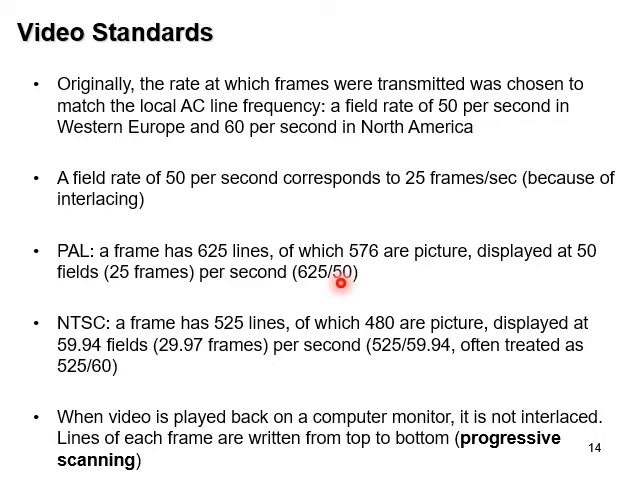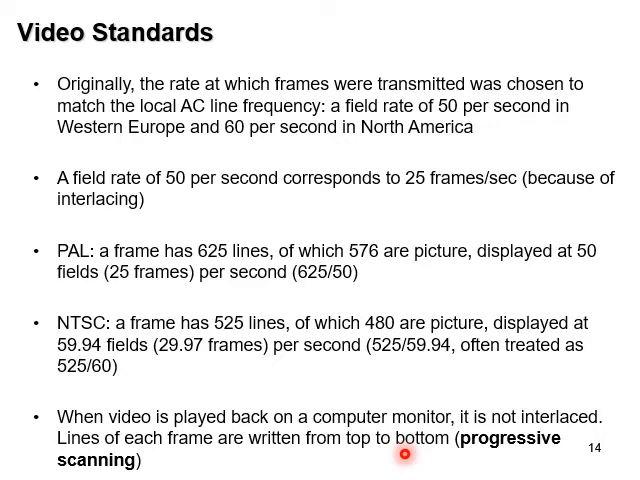But when it comes to having a video that's actually on your computer and you're going to display it on your screen, there is no point of doing the interlacing, because you don't need bandwidth, just like no transmission is going to happen. So in that case, we would have what's called progressive scanning. And progressive scanning is where the lines of each frame are written from top to bottom directly, without doing this odd-even thing or the interlacing thing.